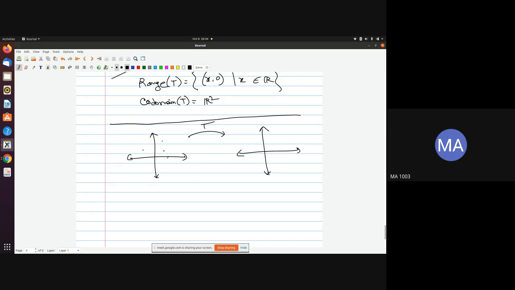Take any element from here, anything, x comma y. Everything is falling on this axis. The image is on this axis, x comma 0, right? Yes. Whatever element is coming from here, anything, the image is on this axis. Correct? Yes, sir. And all the elements on the y-axis are coming to this point, 0, 0. This is the visual. Yes, sir. It's nice. Thank you. I got it clearly.